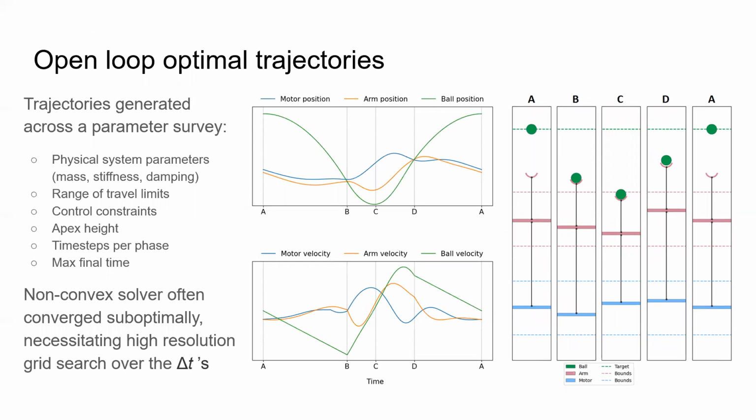Shown here is an example trajectory outputted by the direct solver. Energy cost was most influenced by the upwards reach limit of the arm and the maximum time allowed for the task. Suboptimal convergence of the non-convex solver was common, thus requiring a high-resolution grid search over the time increment durations.